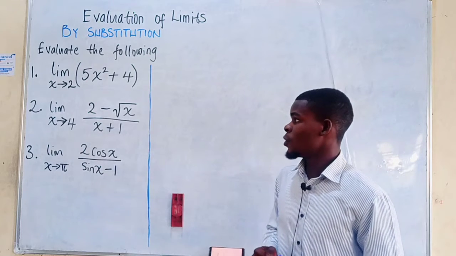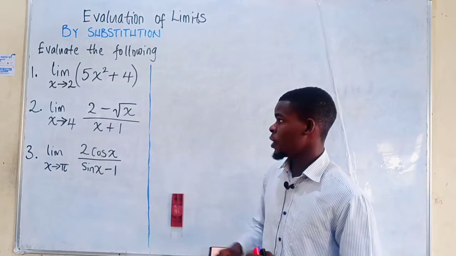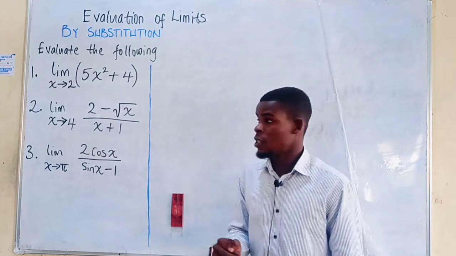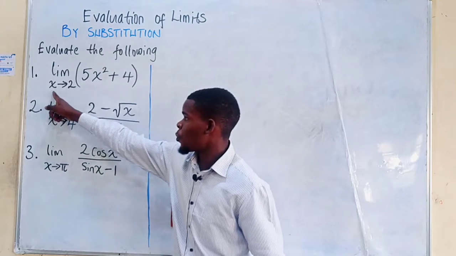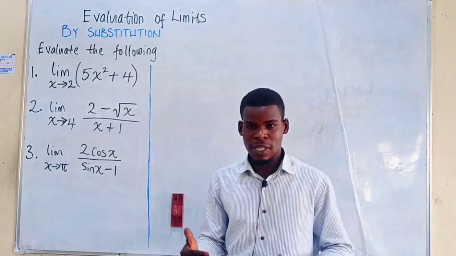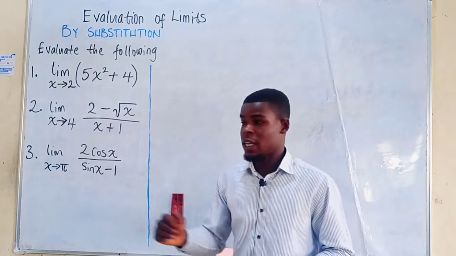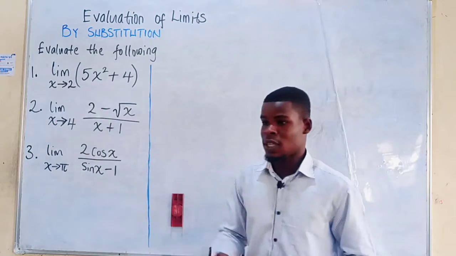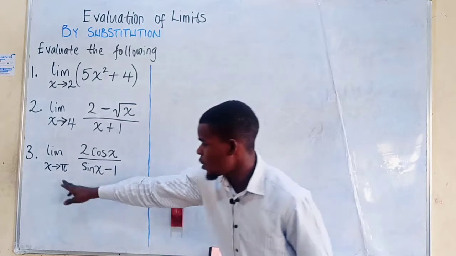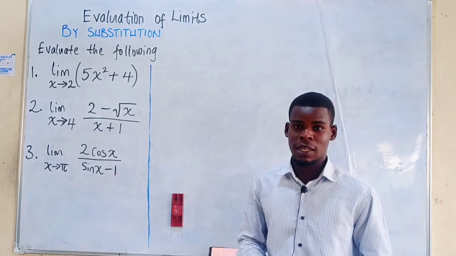Now, in this video, we want to apply those rules in evaluating the following limits. We'll be doing this by just substitution. That is, when x approaches a certain number, even if x is not equal to that number, as it gets closer to that number, we want to see where the function is approaching. So we'll just do that by plugging in 2 into this one, 4 into this one, and pi, where x is approaching pi, into that function, and then we evaluate and see what we get.